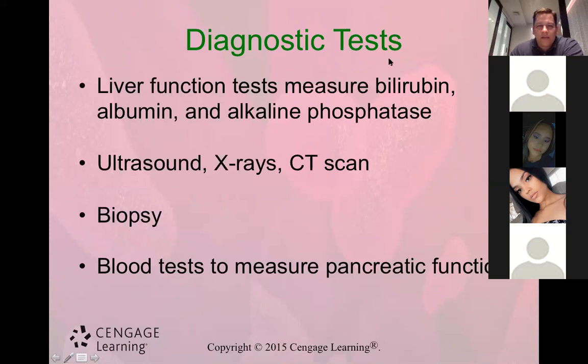For diagnostic tests, the liver function test measures bilirubin, albumin, which is a protein, and alkaline phosphatase. You also have ultrasound to check these organs, X-ray, CT scan, biopsy, and blood tests to measure pancreatic function, to measure the level of pancreatic enzymes and also liver enzymes.